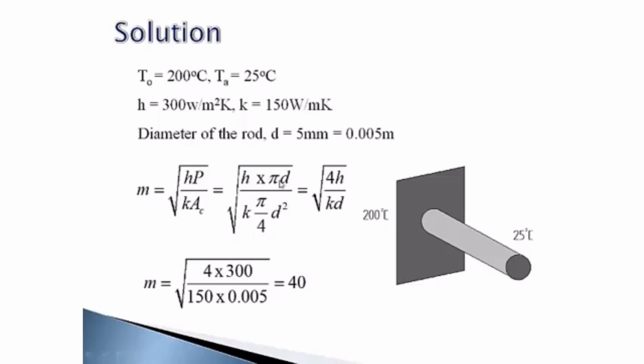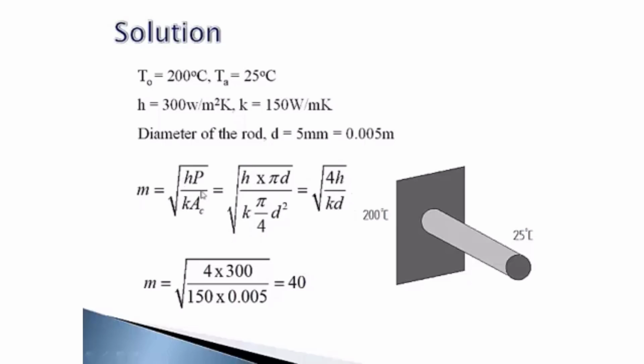Before substituting P and Ac, I can reduce the formula by substituting perimeter as pi d and the area as pi by 4 d square. This is applicable only for circular cross section fins. So you get this d cancels and one pi cancels, 4 goes to the numerator. You get 4h by kd. So this formula is only for circular cross section.